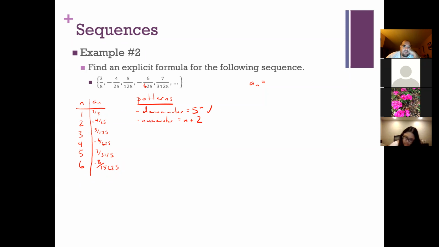Is there anything else we have to worry about? My -1 raised to n. Okay, then we have to have a -1 raised to n. So let's put all those things together and make sure we're okay. So got -1 to the n because I definitely have some alternating behavior. My numerator is n plus 2. Denominator is 5 to the n.